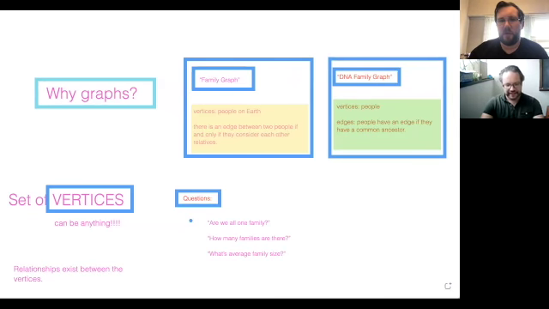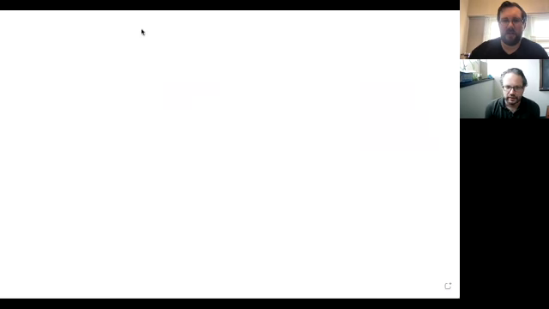So what are your favorite graphs? Yeah, so I was thinking about this, and I have a lot of graphs that I like a lot, but I think my favorite graph is a triangle. Just 3 vertices and 3 edges like this? 3 vertices and 3 edges.